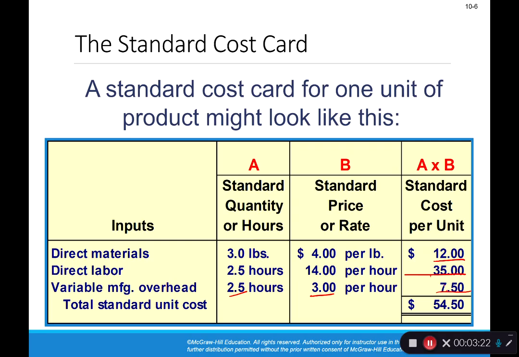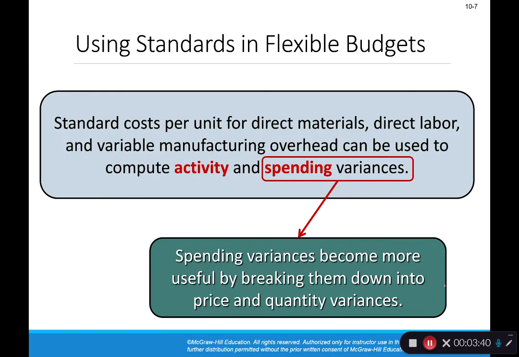All the standard cost card tells us is the standard quantity of the inputs that we need, and then it multiplies it by the standard price of those inputs to arrive at a standard cost per unit of final product. Standard cost per unit for direct materials, direct labor, and variable manufacturing overhead can be used to compute activity and spending variances. Spending variances become more useful when we break them down by the price and the quantity pieces.